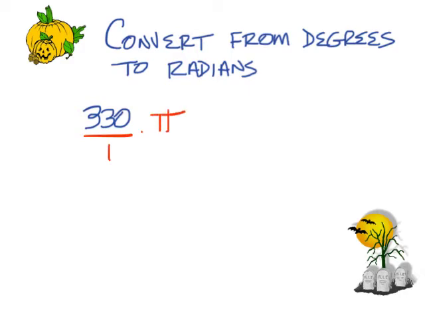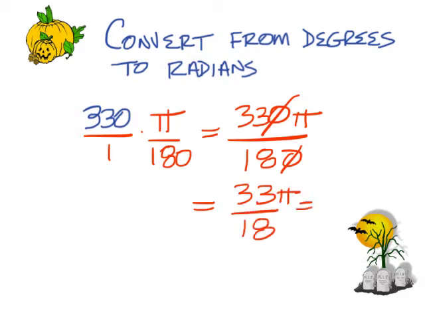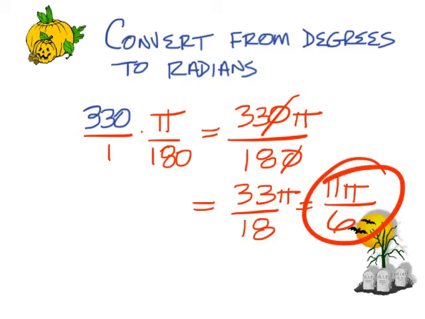For the practice problem, multiply by pi over 180, and that is 330 pi over 180. Cancel the zeros, 33 pi over 18, and 3 goes into both of those, into 33 11 times, and into 18 6 times.